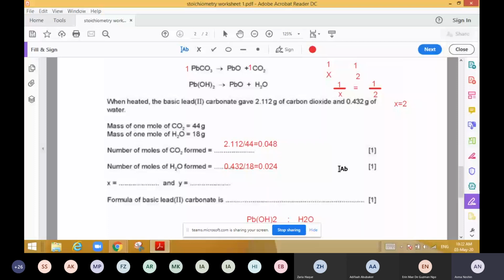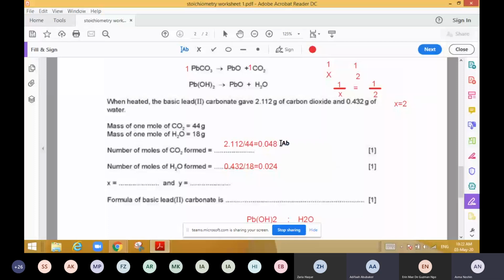So now, what will be our next step? We have to predict the empirical formula first. So what will be our next step? What we will do? Multiply 0.048 by the number of moles of carbon dioxide. Which one is the smallest one? Just tell me which one is the smallest one. Second step.